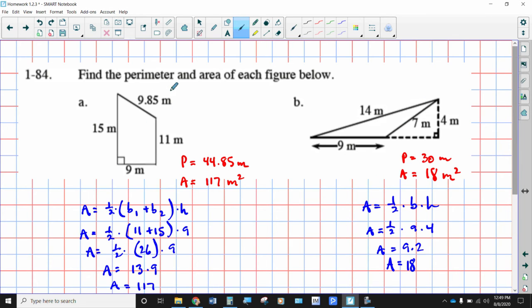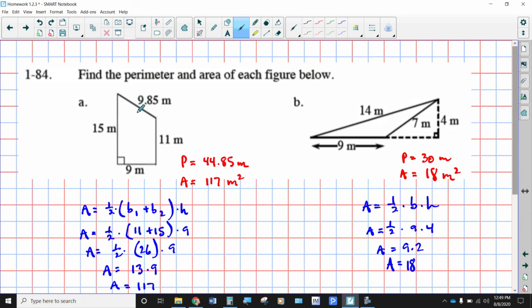All right, and then the last problem. Find the perimeter and the area of each figure below. I figured the perimeter is pretty straightforward. You just add up all the sides that make up the shape. This can get a little confusing sometimes. These dashed lines are not part of the triangle, so they would not be a part of the perimeter. You would just have the 14, the 7, and the 9 to get 30 meters.